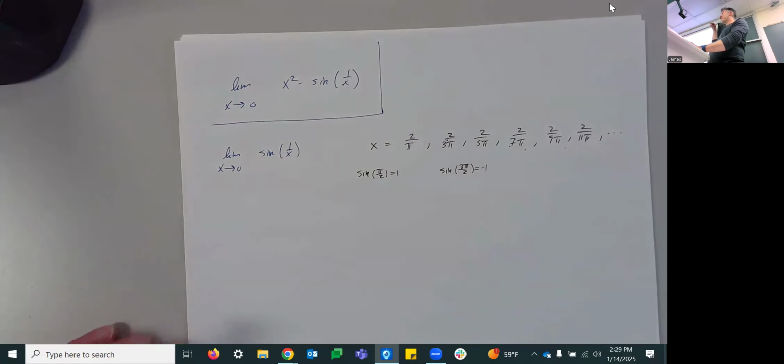This function infinitely bounces back and forth between positive 1 and negative 1 as you get closer and closer to 0. Meaning the limit's never going to exist because you keep oscillating back and forth between negative 1 and 1. So this limit does not exist.